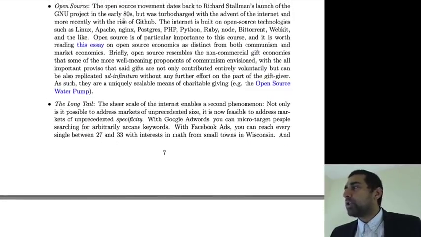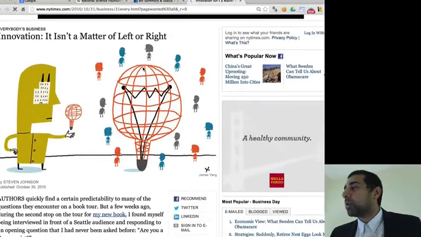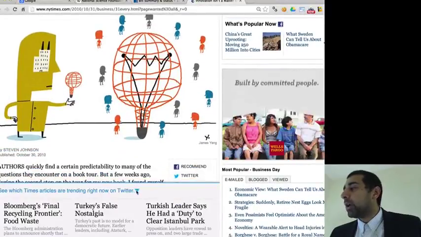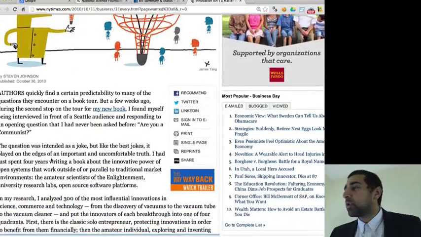Open source is another key feature. The thing about open source is that the modern internet is built on open source. This is a great essay on how open source economics are distinct from both communism and market economics. It's not a matter of left or right. It's really kind of orthogonal to these axes, by somebody named Stephen Johnson, who's a great author in the U.S. So it's worth taking a look at.